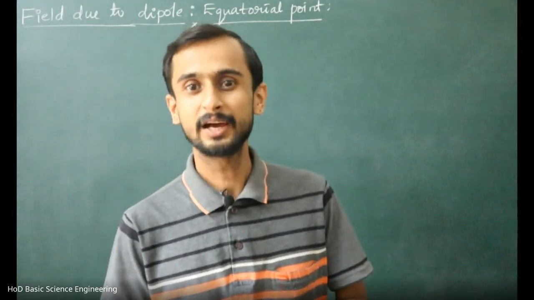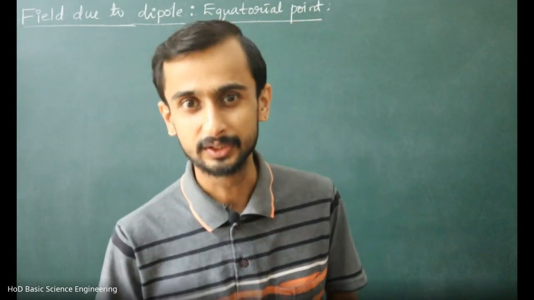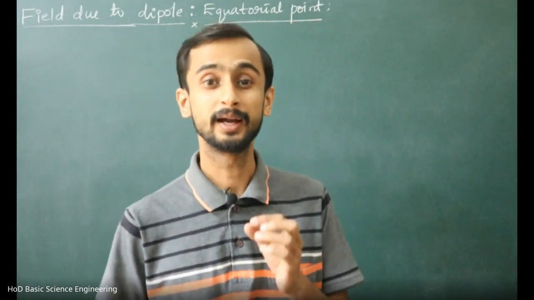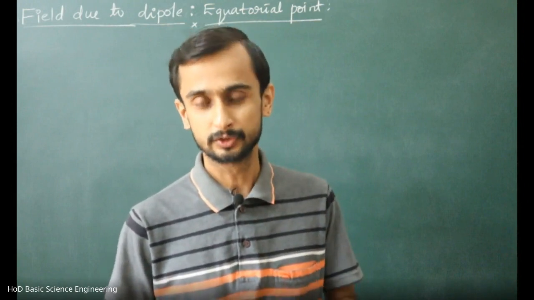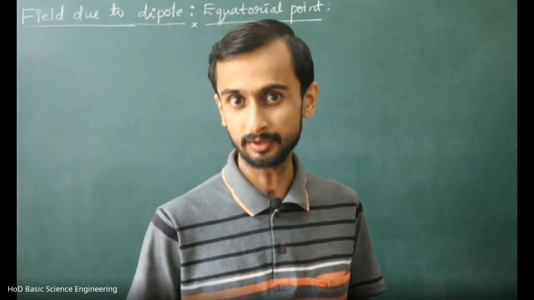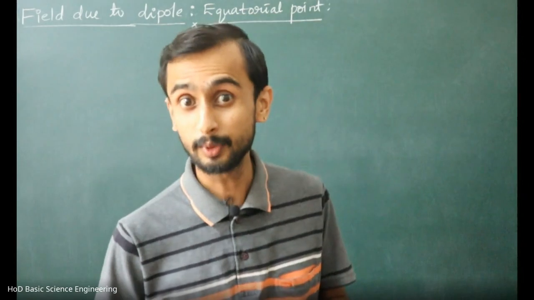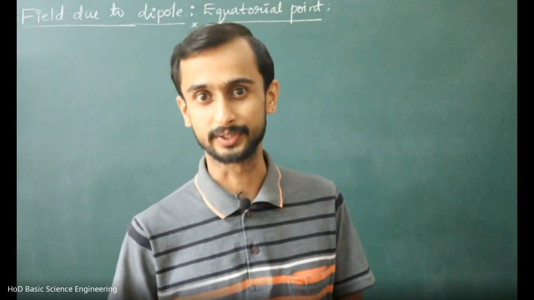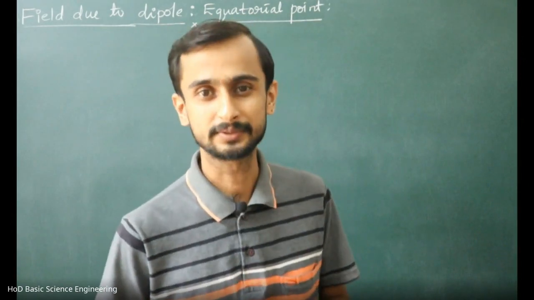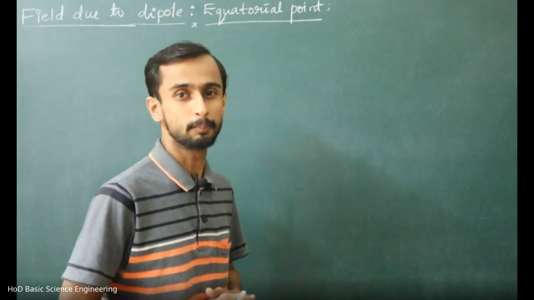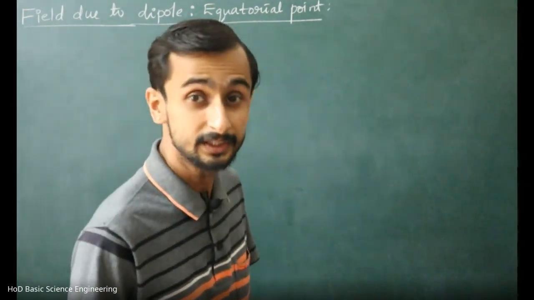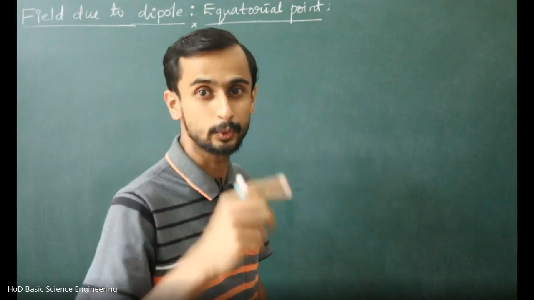So let us derive an expression for electric field due to electric dipole at equatorial point. In the last class we derived the expression for electric field due to dipole at axial point, right? So today let us derive an expression for the equatorial point. Electric field due to dipole at equatorial point.